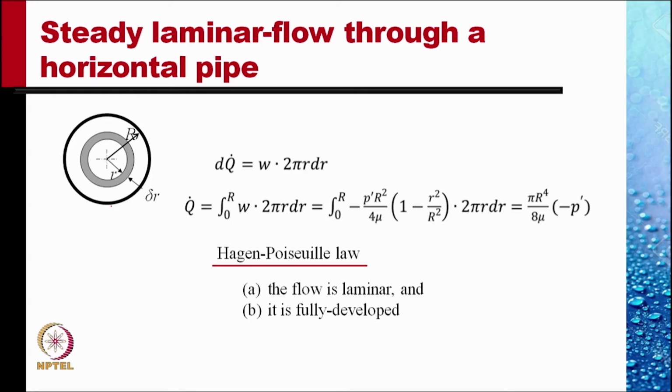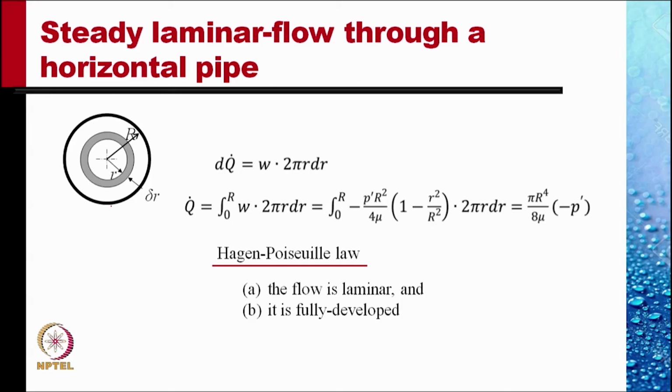Where have we made the assumption that the flow is laminar? We made that assumption when we wrote that the shear stress is mu times the velocity gradient. That is valid only for laminar flow. For turbulent flow, the shear stress is much more complicated. So this Hagen-Poiseuille law is only for when the flow is laminar and the flow is fully developed.